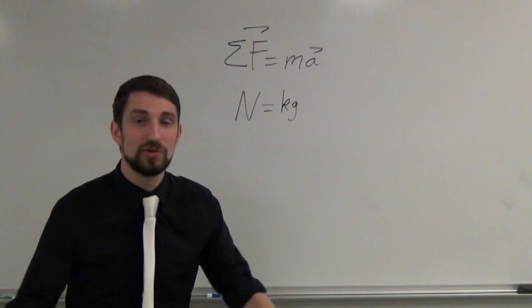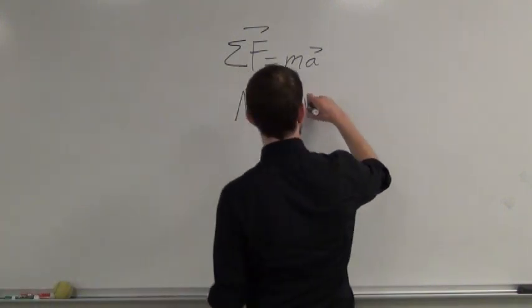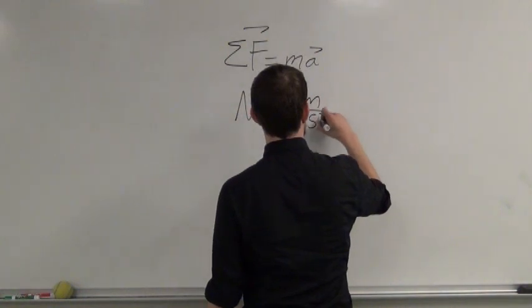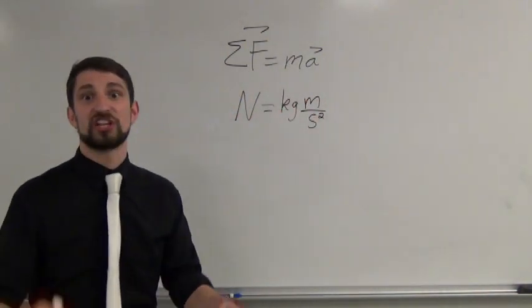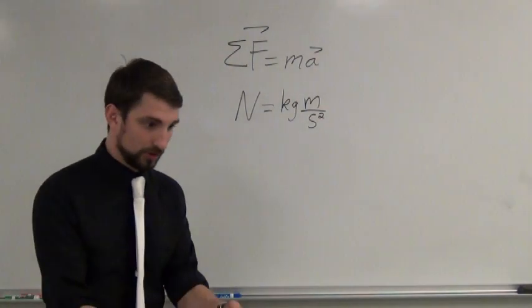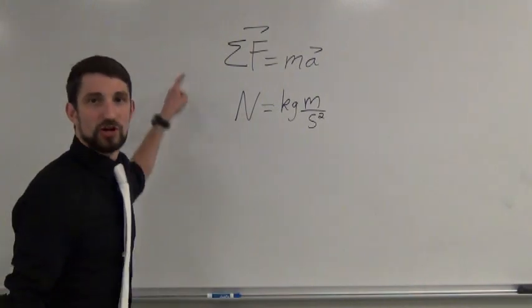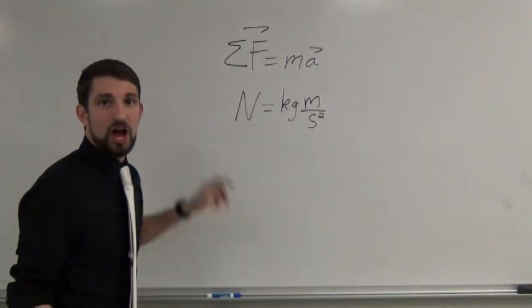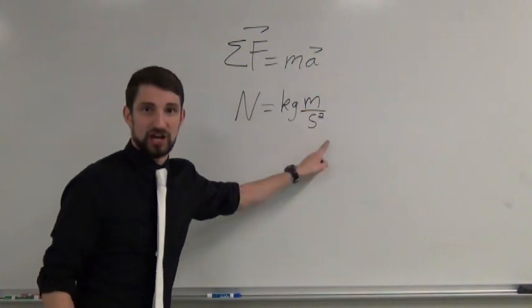And the SI unit for acceleration is meters per second squared. So a Newton is just a kilogram times a meter per second squared. Don't get confused. When you're dealing with force, it's a Newton. A Newton is made up of kilograms times meters per second squared.